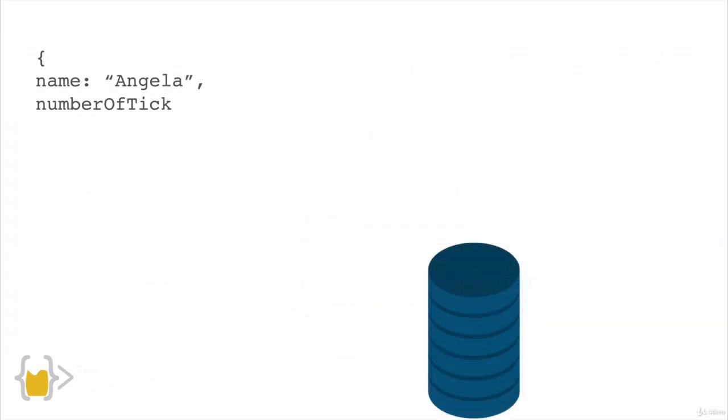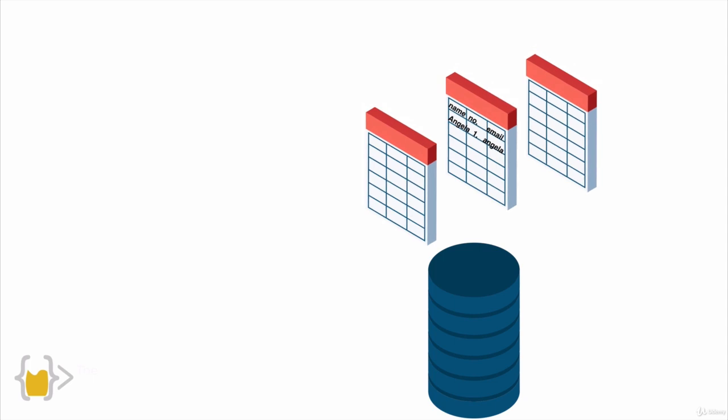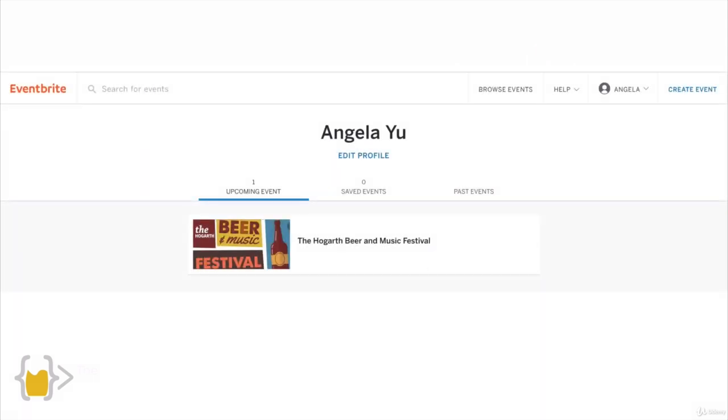Well, now that information that consists of my name, how many tickets I bought, and my registration details such as my email gets saved on the website's databases. And for simplicity's sake, you can just imagine these databases as these giant Excel spreadsheets living somewhere. And all of my data that I enter gets saved onto these spreadsheets. And that means that when I come back at a later date, I'm able to log back onto Eventbrite and it will be able to retrieve from its database all of the data that is associated with my account. So for example, it could retrieve my ticket to the Hogarth Beer and Music Festival.